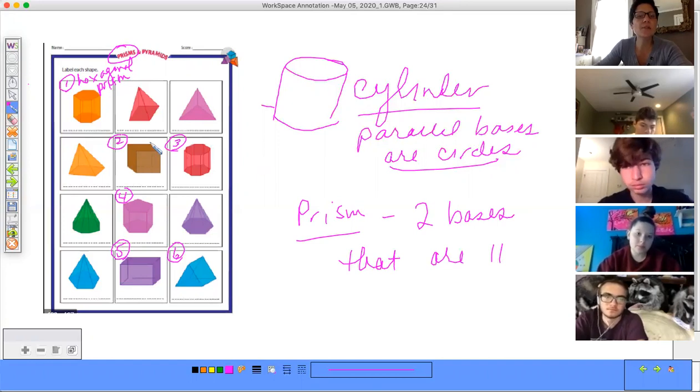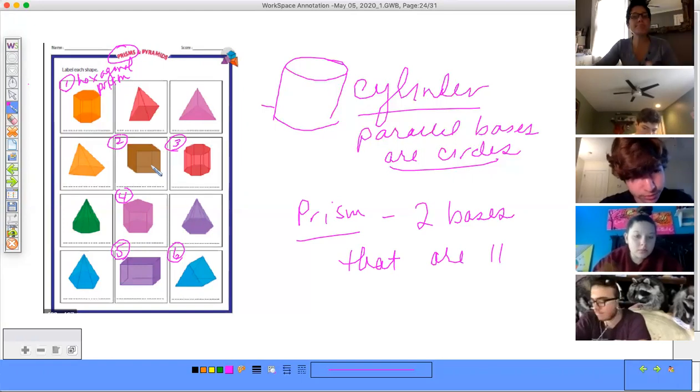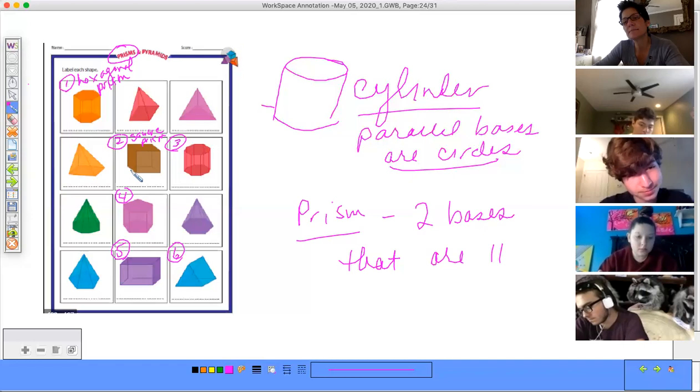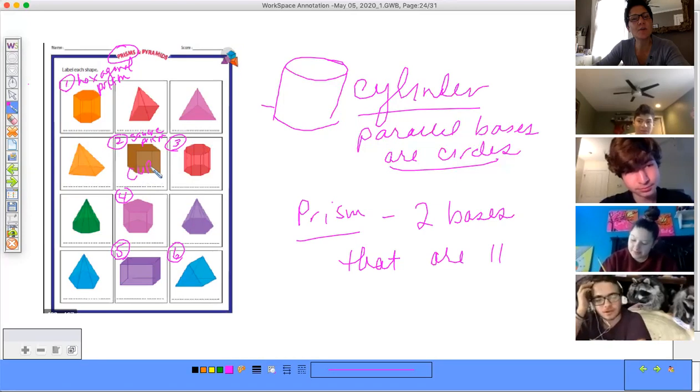All right, now over here, number 2, Harrison, what would you call that? A square prism. Yeah, what's another name for a square prism? It's a cube, very good. So another name for a square prism is called a cube.